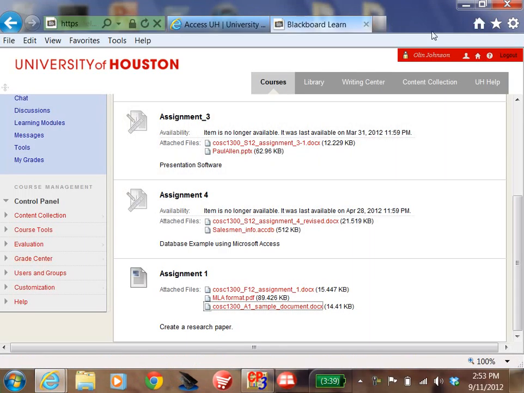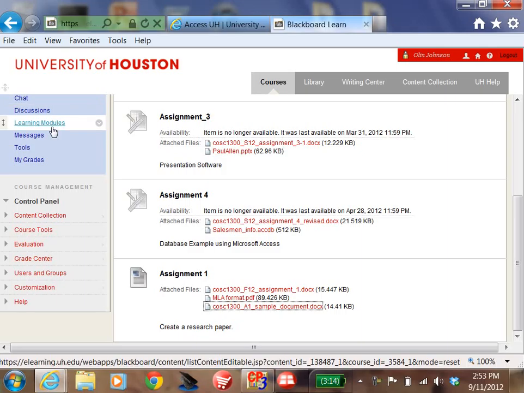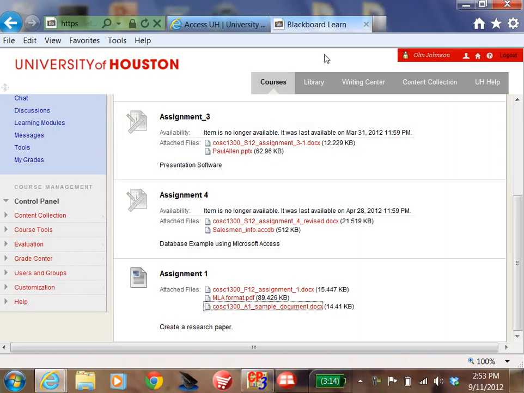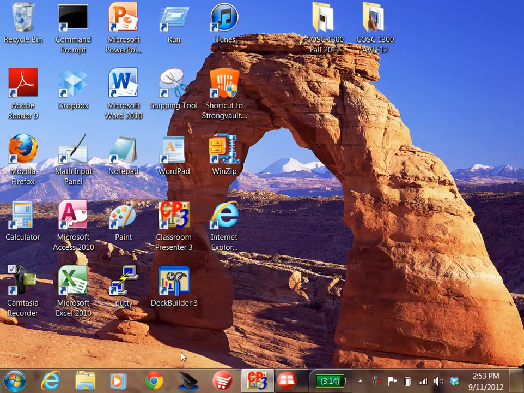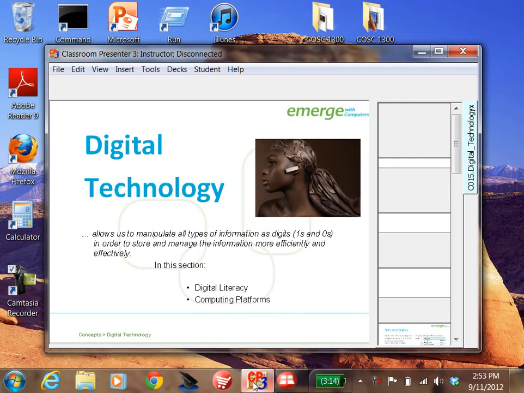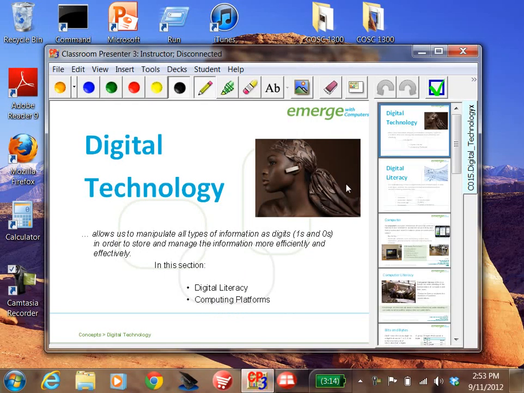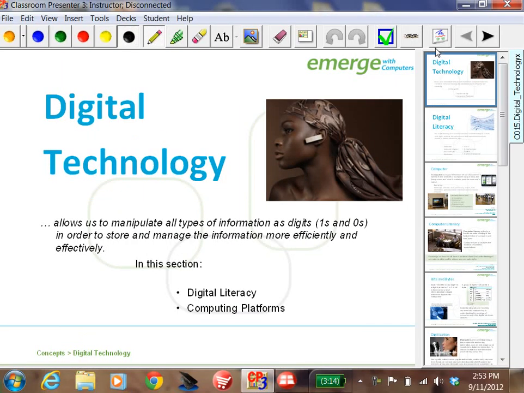Okay, that's all that's new from last time. I'm going to close all that and go back to what I was talking about, digital technology. How far along had I gotten? This is CO1, Concept O1, the very first chapter in the book.